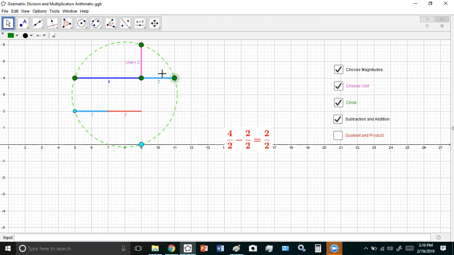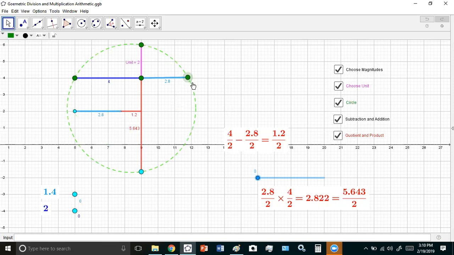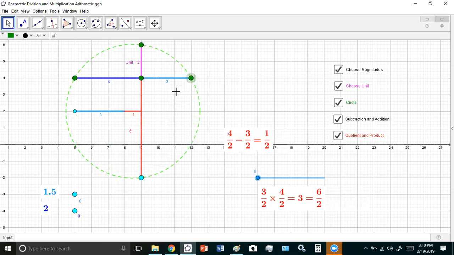Now, the next problem, or the next arithmetic operation I wanted to show you was that of quotient and product. Now remember, just as addition is defined in terms of subtraction, multiplication is defined in terms of a quotient, right? So, and as you can see here, it doesn't matter what you do, whether it's a whole number or a mixed number or a fraction, the result will always be correct.